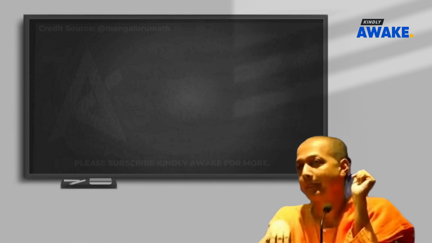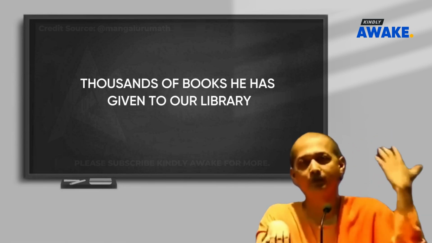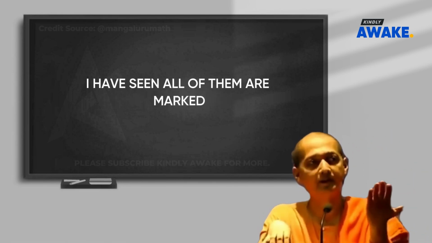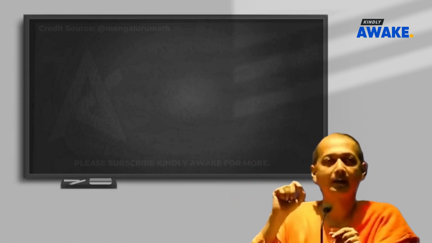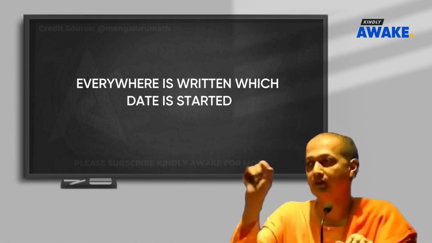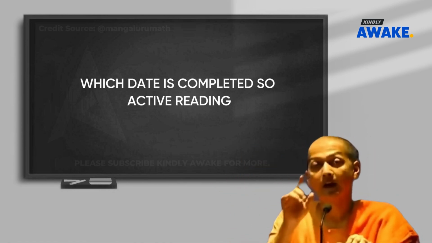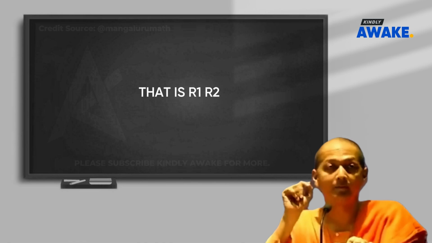Active reading. All these books, thousands of books he has given to our library, I have seen. All of them are marked. All of them have comments. Everywhere it's written which date he started, which date he completed. So, active reading, that is R1.